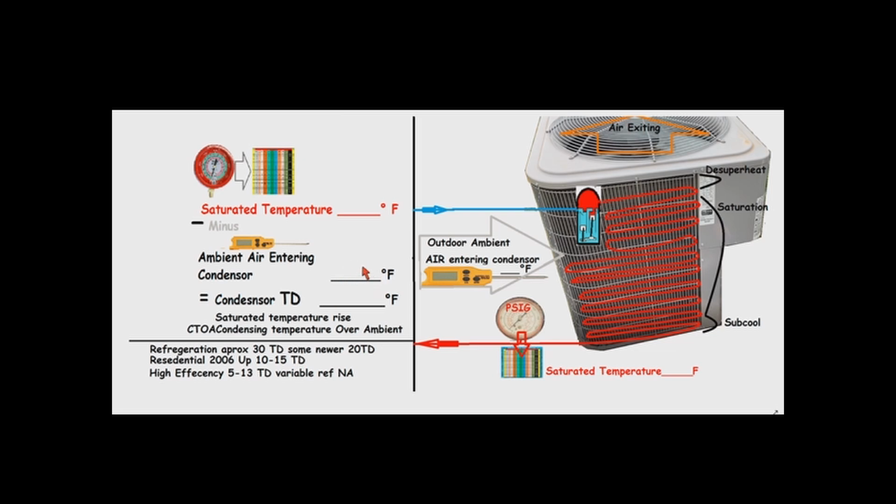Let's say my air temperature here, the air coming into my condenser, is 100 degrees Fahrenheit. So we're going to write 100 right here, and I would add 10 to 15 degrees. That means my saturated temperature would be 110 to 115 degrees. So that would be what my saturated temperature should be at approximately.